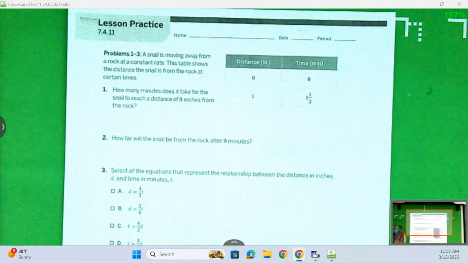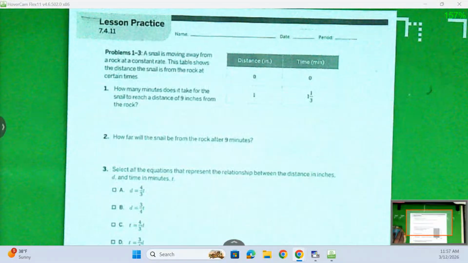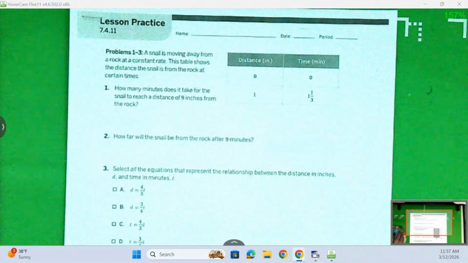Okay, this is lesson practice number 11. Today we're going to be revisiting proportions. Looking at question number 1, we have a snail is moving away from a rock at a constant rate. This table shows the distance the snail is from the rock at certain times.